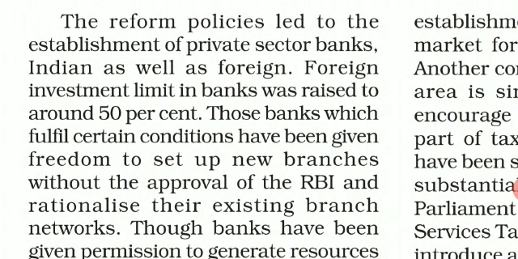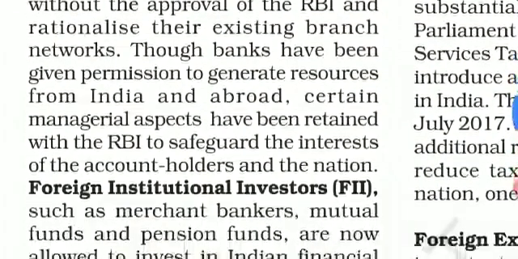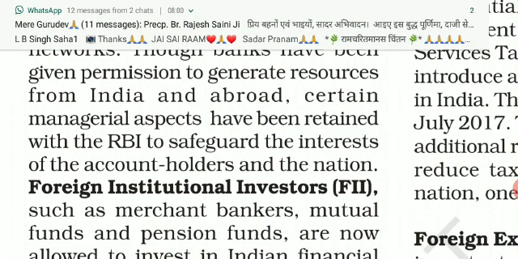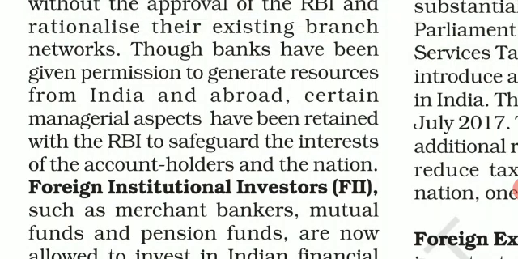And those banks which fulfill certain conditions have been given the freedom to establish their new branches without getting approval from RBI. Now the banks had to decide whether in some area they want to establish one of their new branches, and in what way they will maintain that branch; that was the individual bank's decision. RBI was not controlling that. And the banks were given the permission to generate resources from India or from abroad. Now it was their look after to generate the money for themselves, to safeguard the interest of their own customers. Yes, to some extent, RBI still maintained that regulation so that the interest of the account holders and the nation could be safeguarded.